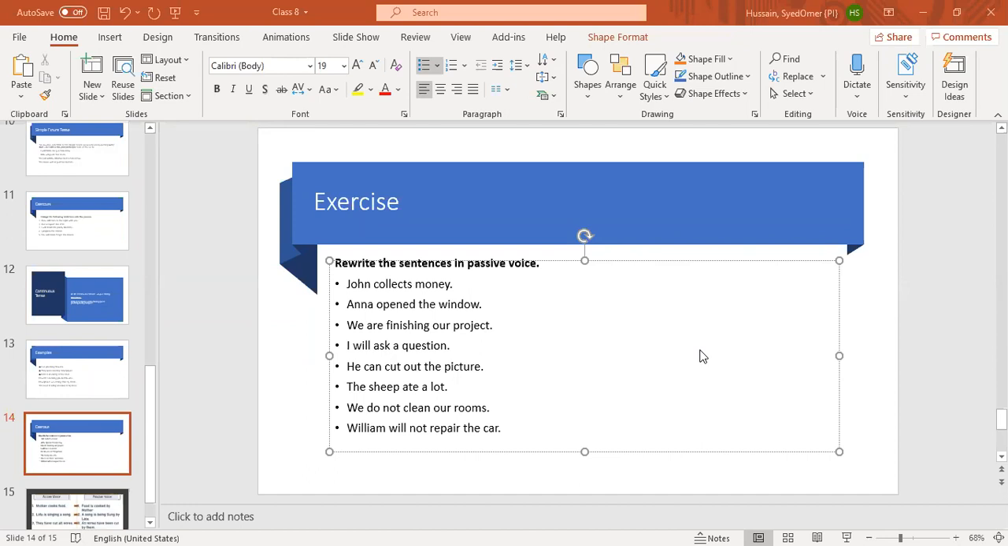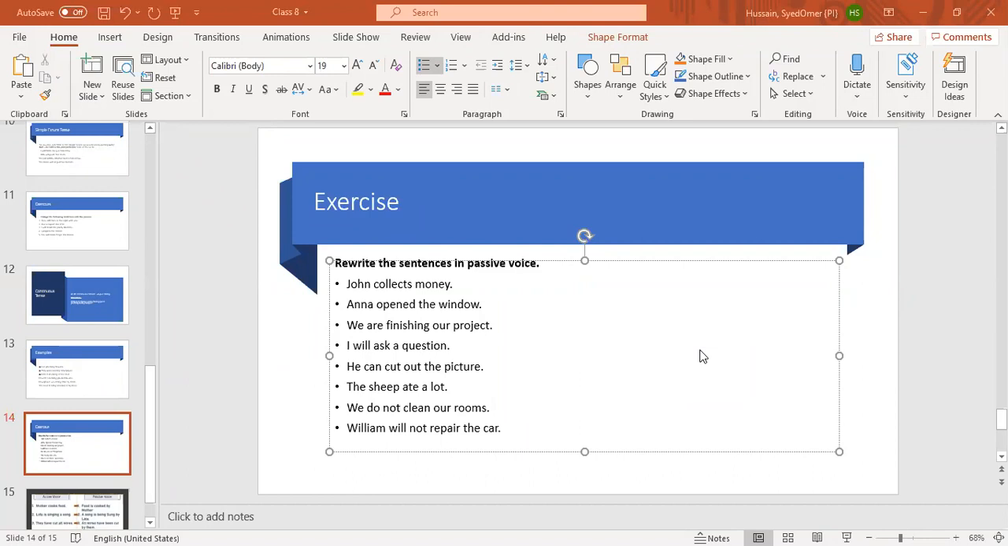Okay. Active voice is when the subject of the sentence is the doer of the action. When the subject is doing the action, then the verb is in active voice. Good, Fatma. Give me one example. Okay, one example of active voice.